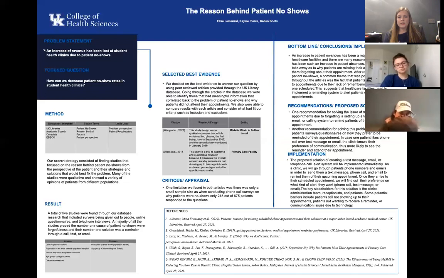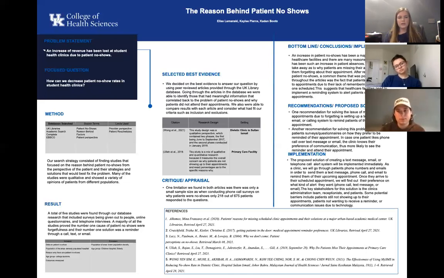And our search strategy consisted of finding studies that focused on the reason behind these patient no-shows from the patient's perspective. So we got it from their point of view on how they wanted to better fix the problem and the solutions that they wanted to use. And as a result, we found that a majority of the patients that were surveyed through surveys handed out, online questionnaires, and telephone interviews preferred a call, a text, or an email as a reminder, because the number one problem was that they just forgot about their appointment.